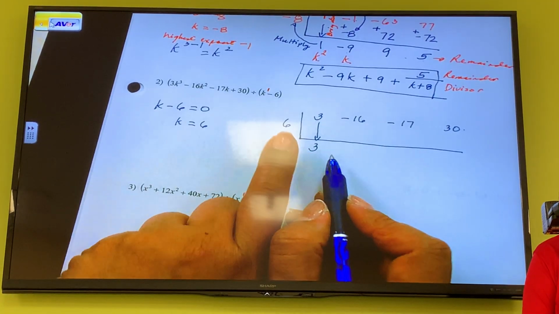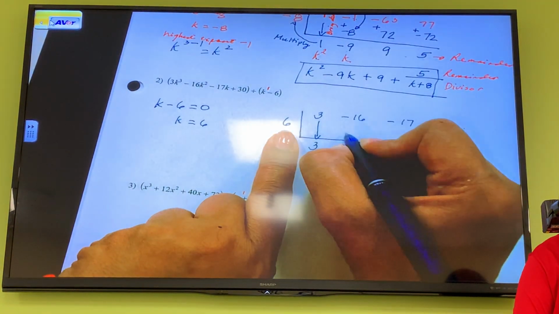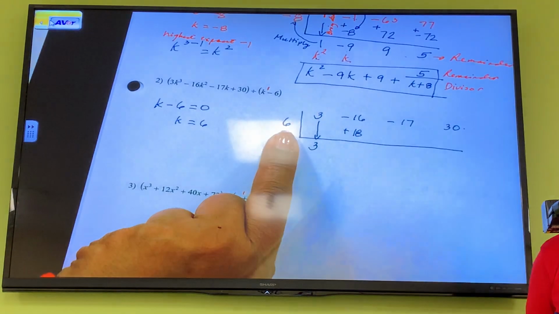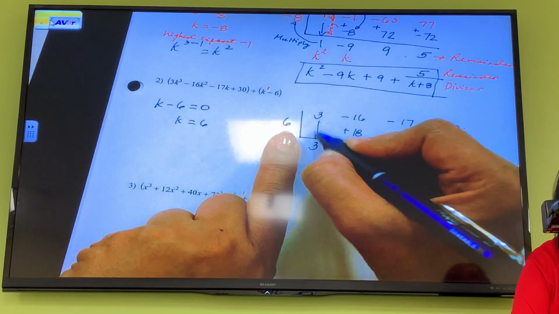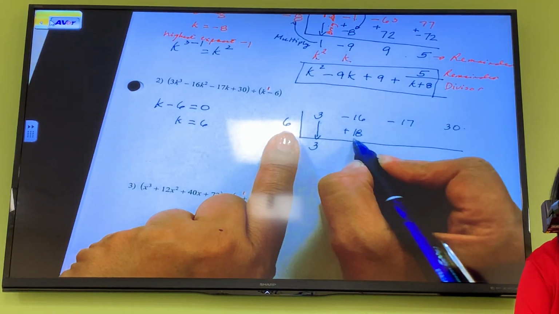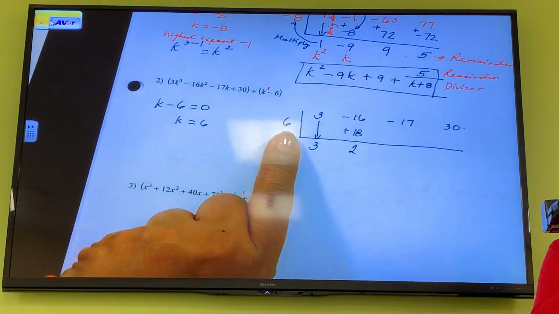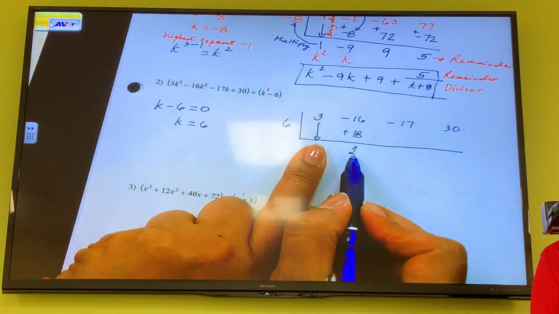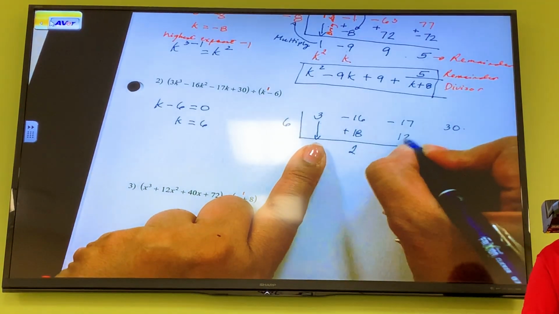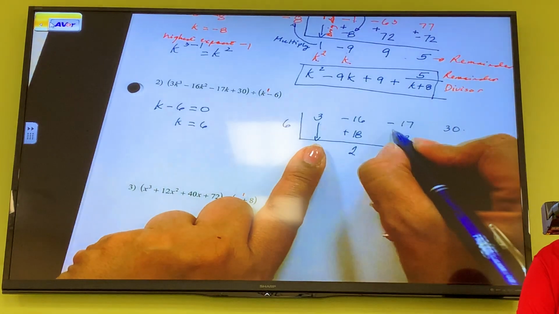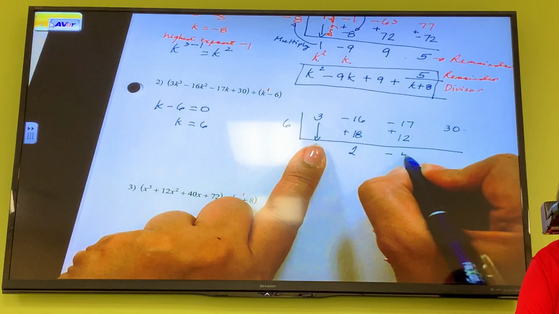So 3 times 6 is 18. We write our answer under negative 16. That's why I put this arrow, so you know that you're not supposed to write it underneath this. You're supposed to write it on the next one. So negative 16 plus 18 is 2. And same thing, go back to the same process. 2 times 6 is 12. You write it under negative 17, add it up, and negative 17 plus 12 is negative 5.